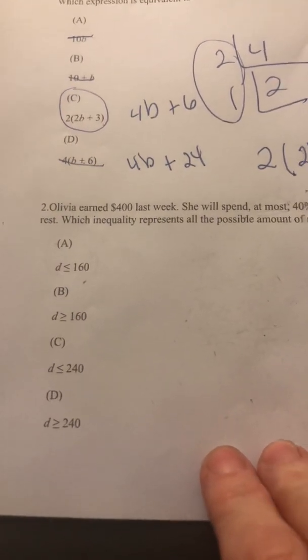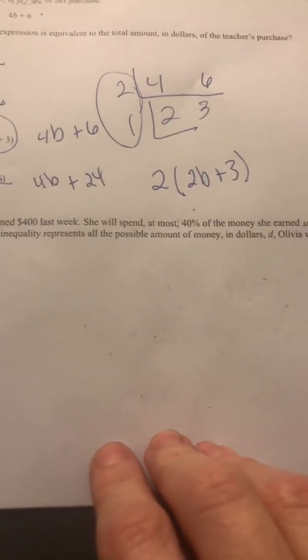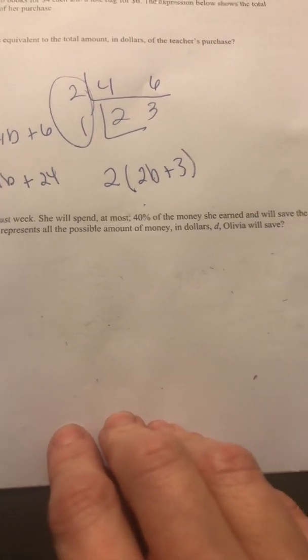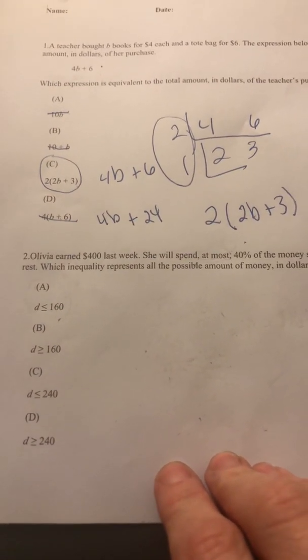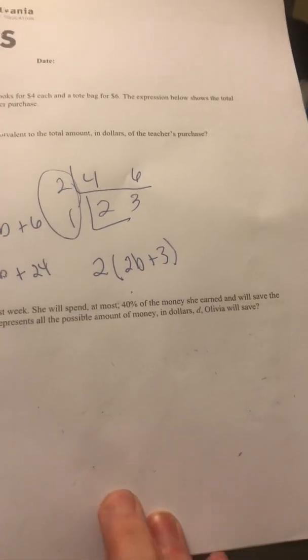Okay, guys, let's take a look at this question. Olivia earned $400 last week. She will spend at most 40% of the money she earned and will save the rest. Which inequality represents the possible amount of money in dollars D Olivia will save? So we're talking about the amount of money she'll save here, okay?